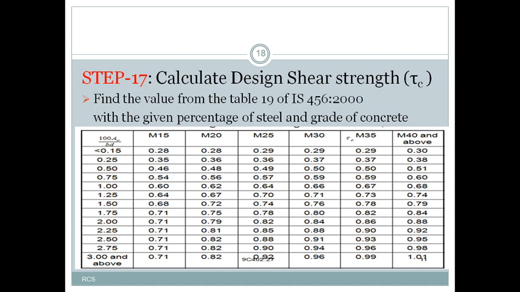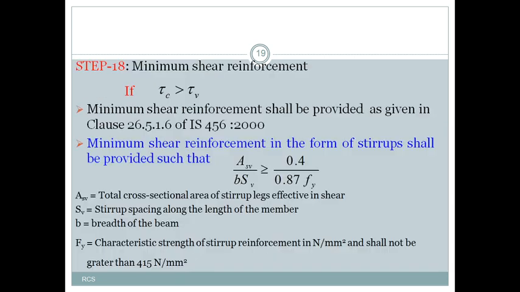Then compare τv and τc. If τc is greater than τv, then we provide nominal shear reinforcement. There is no requirement of particularly designing the shear reinforcement. Whatever minimum we have according to the codal provisions, that shear reinforcement we have to provide. The minimum shear reinforcement can be provided as per Clause 26.5.1.6 of IS 456:2000. From this formula we can calculate, that is Asv by b·sv greater than or equal to 0.4 by 0.87 fy.